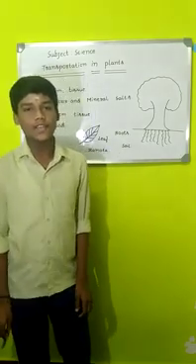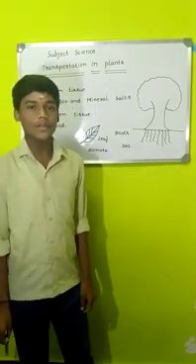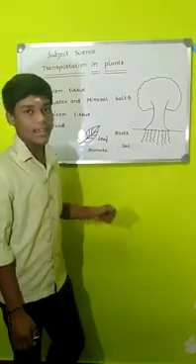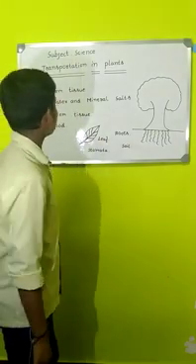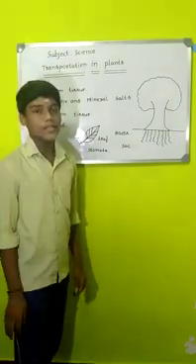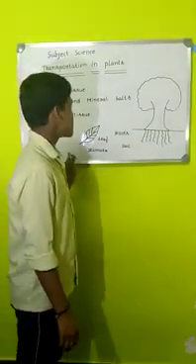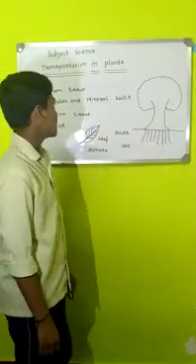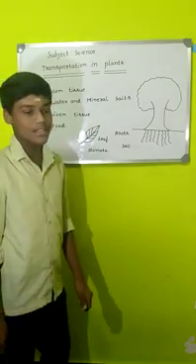In previous class, we have discussed about the transportation in human beings. In this class, we will discuss about the transportation in highly organized plants. Transportation in plants means the process of supplying water and mineral salts and the soluble products of the photosynthesis to all the parts of the plant.